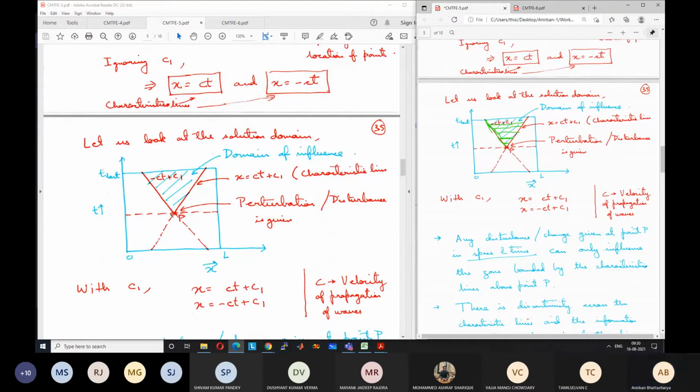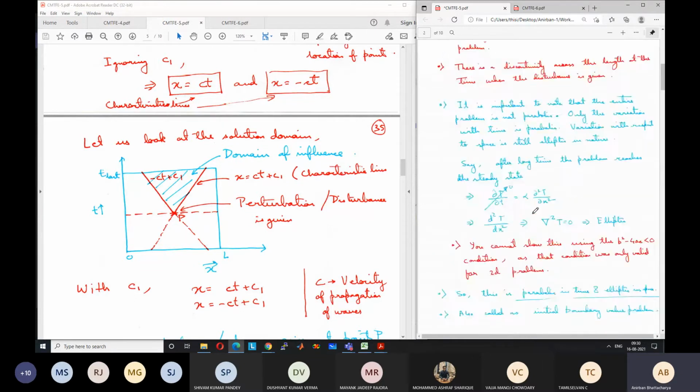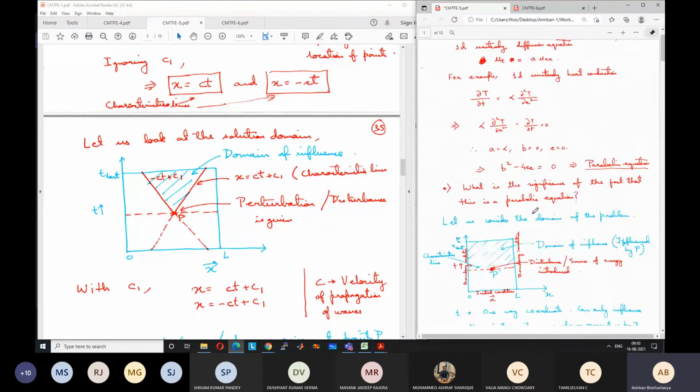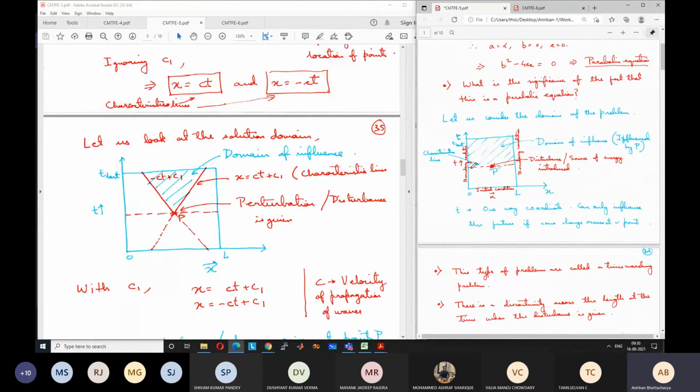In this case, the fluctuation only travels with a finite speed c. That's why only a limited area gets influenced. That is the difference, right? This was an elliptic problem, meaning it is parabolic in time but elliptic in space. So any fluctuation here influences the entire region along the x direction. It is not bounded by some finite speed, but for this problem, it is bounded by a finite speed, the speed of sound.